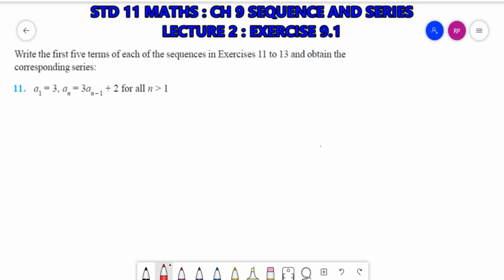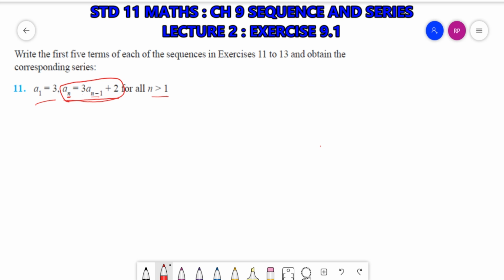Write the first five terms of each of the sequences in exercises 11 to 13 and obtain the corresponding series. Here, in the 11th question, a1 is equal to 3, and an is equal to 3 a(n minus 1) plus 2 for all n greater than 1. So for n greater than 1 we have to apply this formula. Remember, it means if you have to find an, we will use this formula, 3 a(n minus 1) plus 2. Now a1 is already given, that is equal to 3.